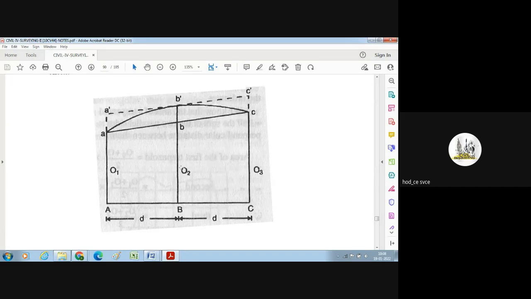Small a plus small b by 2 into baseline. O1 plus O2, the average of two ordinates, right? Successive ordinates multiply with distance d. The same, plus the addition of O2 plus O3 by 2 multiplied with distance d. Okay, like that we have calculated here two sections.